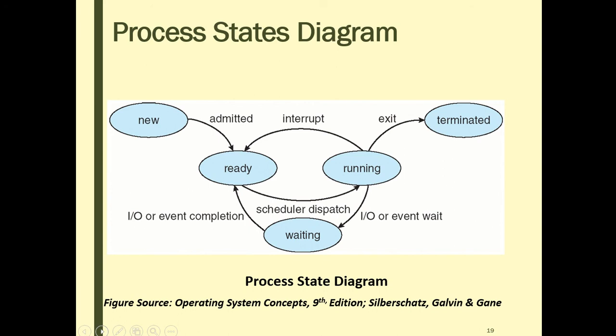So here we can see the process state diagram. You have a new process which is admitted to the system. It comes into the ready state. When the scheduler dispatches it, or allocates it to the CPU, it comes into the running state, and it stays in that state until there is an interrupt, so it goes back to the ready state. If there is some I/O or event, it goes to the waiting state, or it exits the system and terminates. Again, from the waiting queue, once the I/O is complete, it will go back into the ready state.